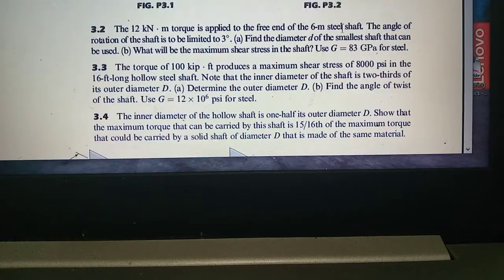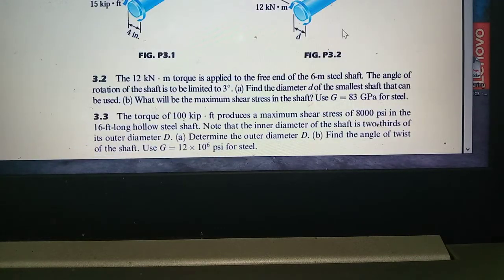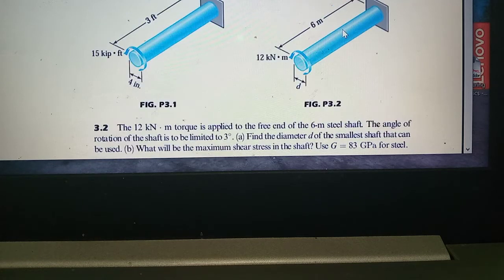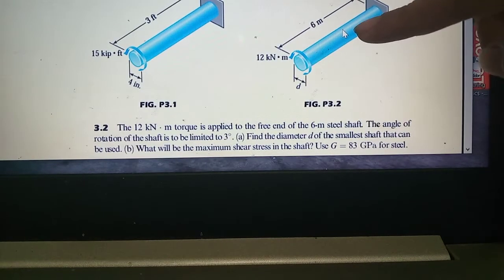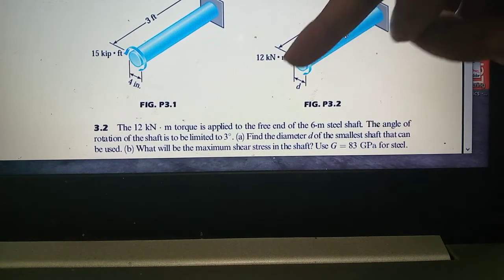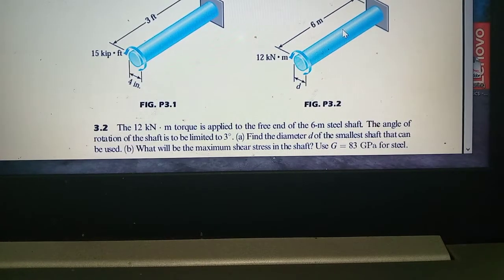So next is 3.2. Okay, so we'll try to solve our example, which will be 3.2. Oh, this is its figure. It has a length of 6 meter and applied torque of 12 kilonewton meter, and the D is not given.